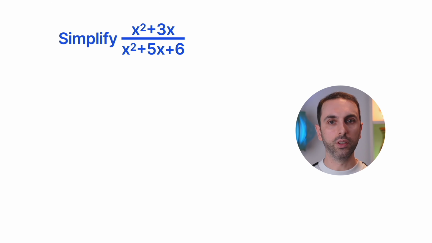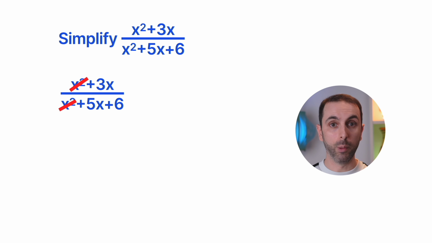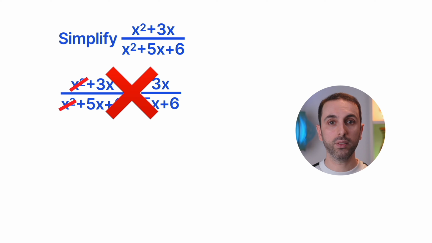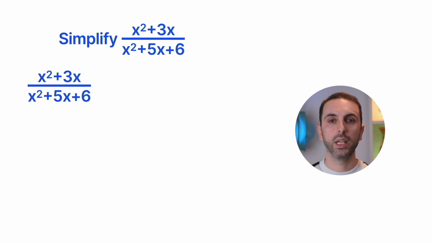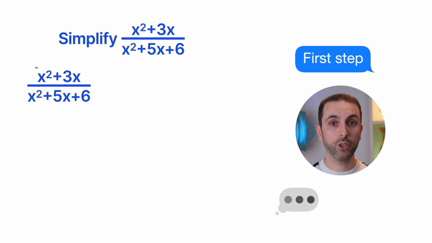Many GCSE students think we can just cancel the x squared terms right away to leave us with 3x in the numerator and 5x plus 6 in the denominator. But this is one of the most common mistakes students make. Instead, the first step is to factorize both the numerator and denominator separately before simplifying.